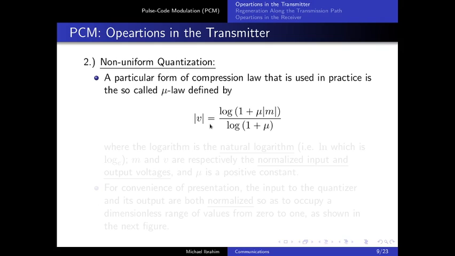The absolute value of v is equal to log of 1 plus mu times the modulus of m, over log of 1 plus mu, where m is the input to the compressor circuit and v is the output from the compressor circuit. Mu is just a constant.